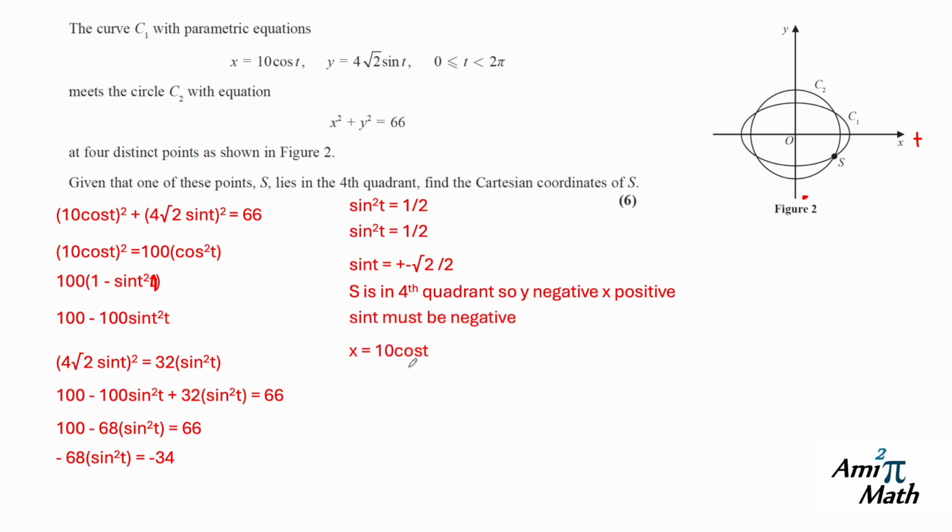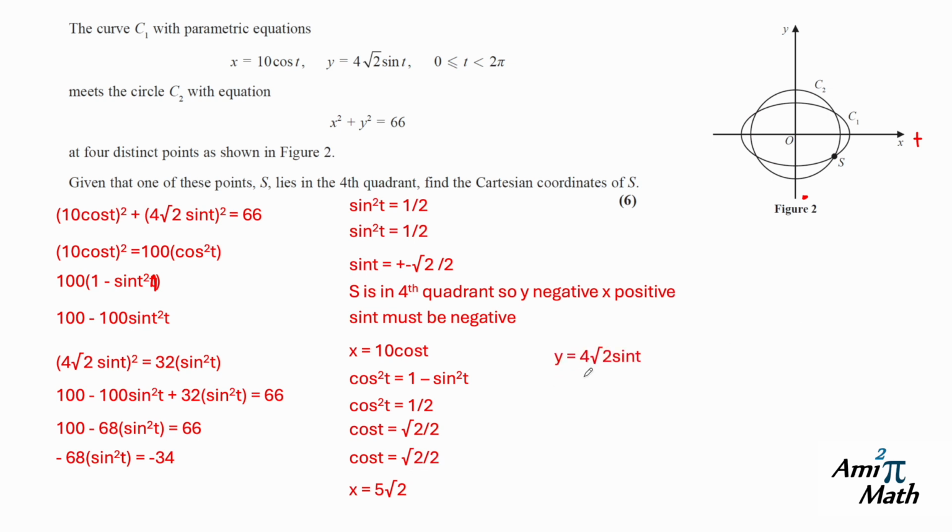x equals 10 cos t, so we need to find out the value of cos t. We can do this by doing cos squared t equals 1 minus sin squared t. We know what sin is, so we know what sin squared is, so we just do 1 minus half, which gives us half, and cos t equals root 2 over 2. So we put that back into this equation. Root 2 over 2 times 10, cancel out the 2, is 5 root 2.